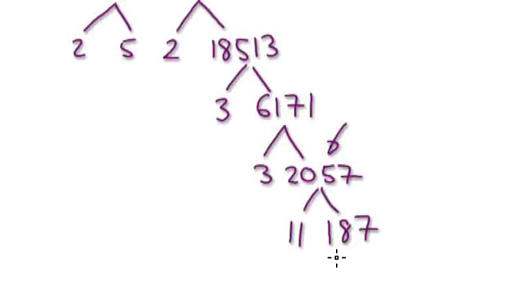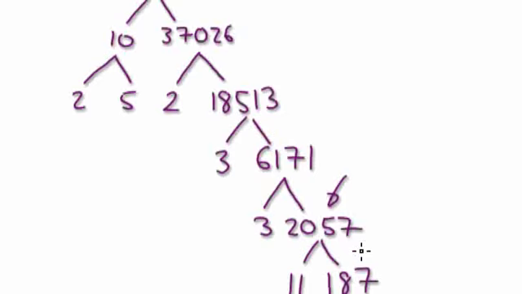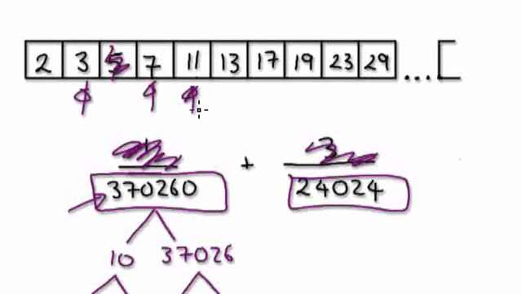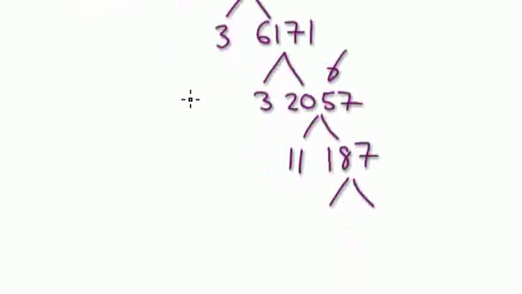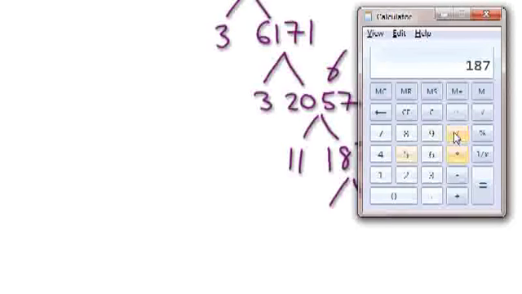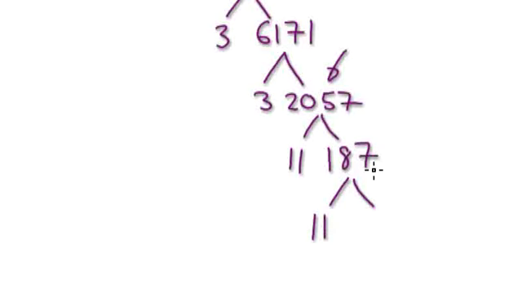Okay, 187. Now let's see if we can break this down even further. Now that we're on 11, it's pointless trying 7 or 3 because we've already tried that. If it does divide by 7 or 3, it would have done it earlier, but we've already tried it. So let's try 11 again. Okay, so 187 divided by 11 again. Yep, it still works. So this one here will be 11 and 17.